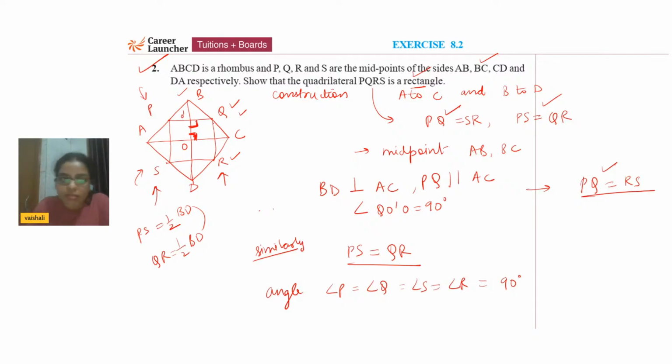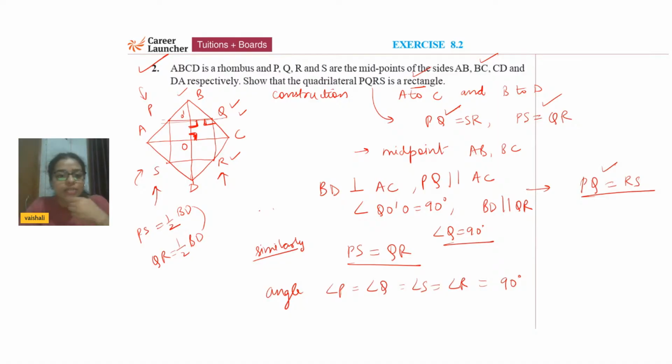Now again, my OQ and QR are what? मैं क्या कह सकती हूँ इन दोनों से? Can I say that this is 90 degree on a similar line? Yes, because your BD is parallel to QR, then further I can say that my angle Q is 90 degree. So it means one angle I have got it as 90 degree, and automatically all of them can be proved on a similar line. So it means PQRS is a rectangle.